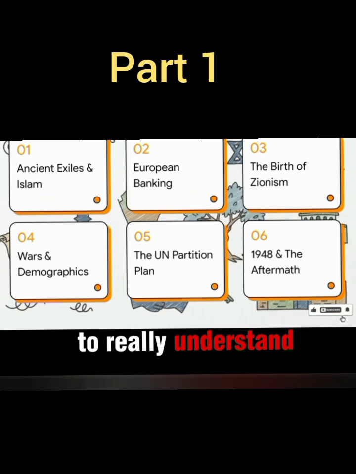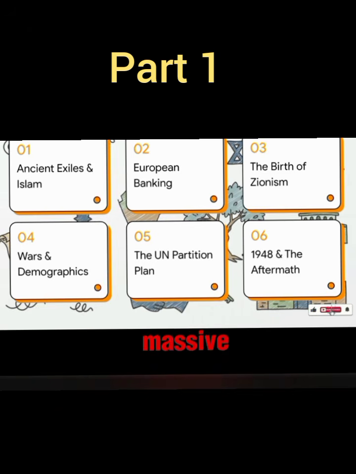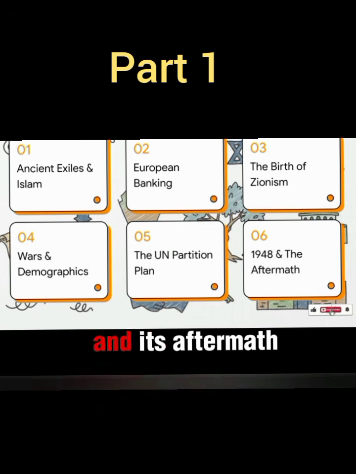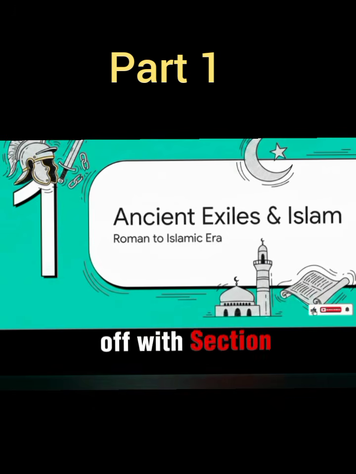To really understand the source's claims about modern alliances, we've got to logically follow its massive chronological timeline. So, we'll be moving through 6 distinct eras: ancient exiles and Islamic rule, the shift to European banking, the birth of Zionism, world wars and demographics, the UN Partition Plan, and finally, 1948 and its aftermath. Let's jump right in. Kicking things off with Section 1, Ancient Exiles and Islamic Rule.